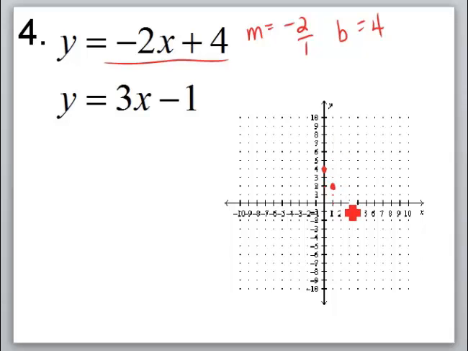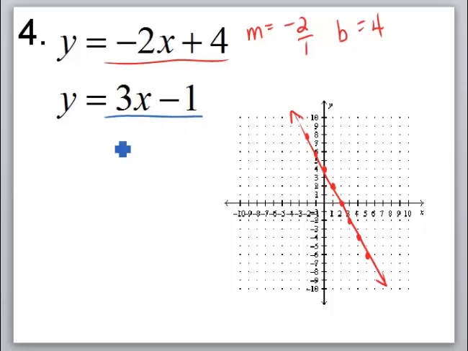Down 2 over 1, down 2 over 1, many, many times. Or I could have gone up 2 to the left 1. We're just extending that line out as far as we can. That's going to help me find that point of intersection much more quickly.